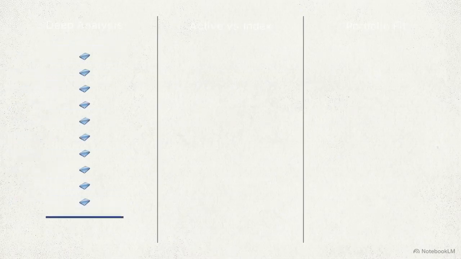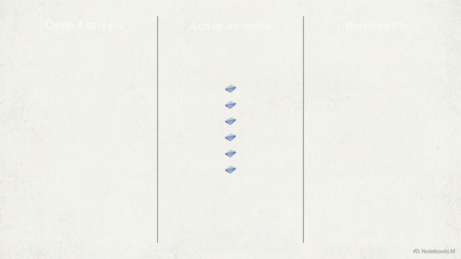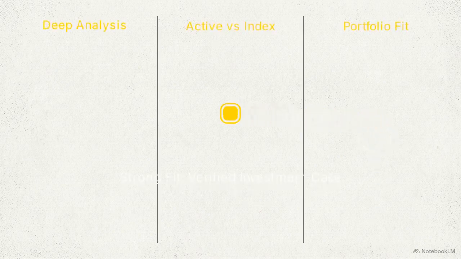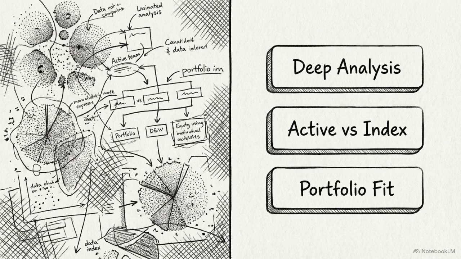Power users combine these vectors into a sequential pipeline. Stage 1 uses deep analysis to remove funds with structural flaws or mandate drift. Stage 2 audits survivors to ensure their fees are mathematically justified. Stage 3 verifies the final candidate's utility against your existing assets. This process replaces guesswork with a replicable framework for fund selection.